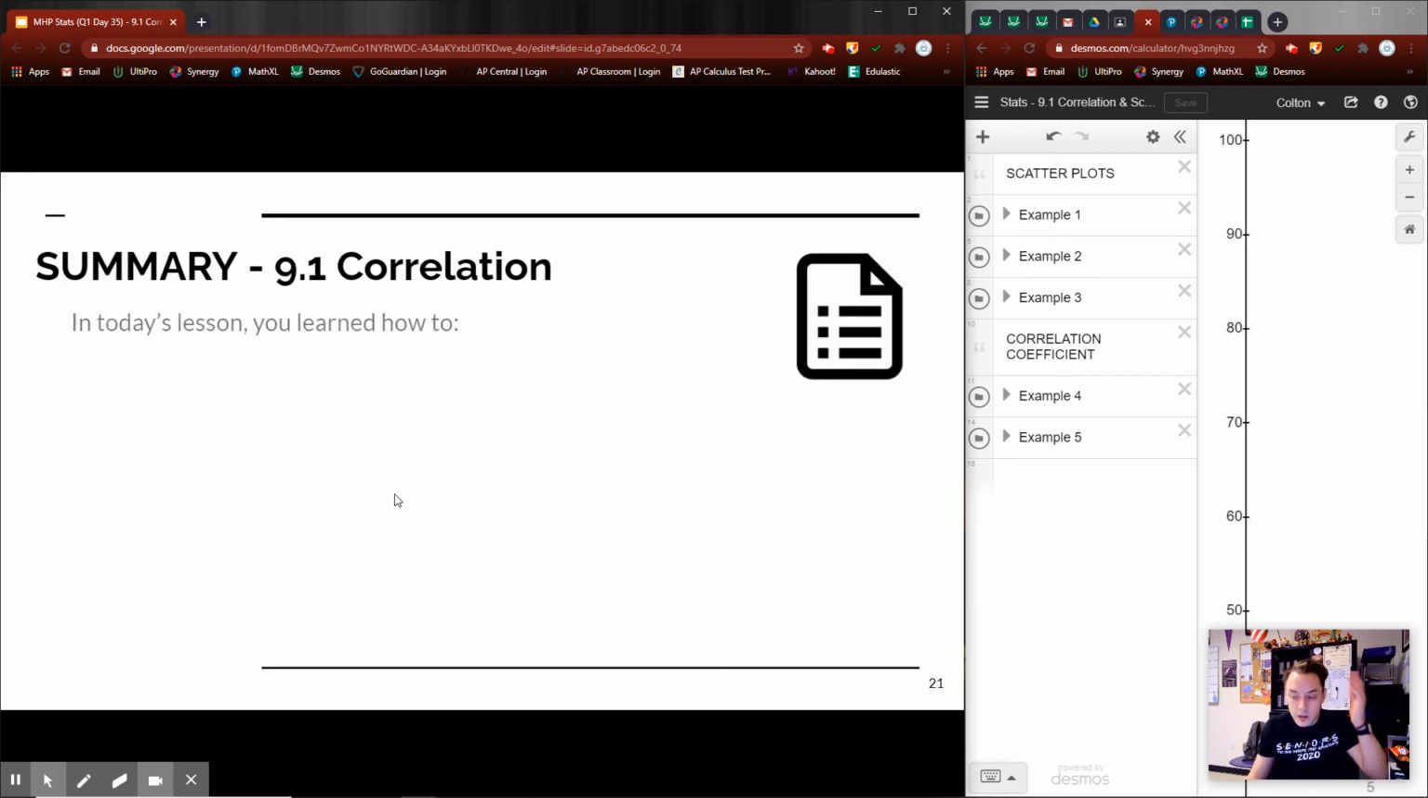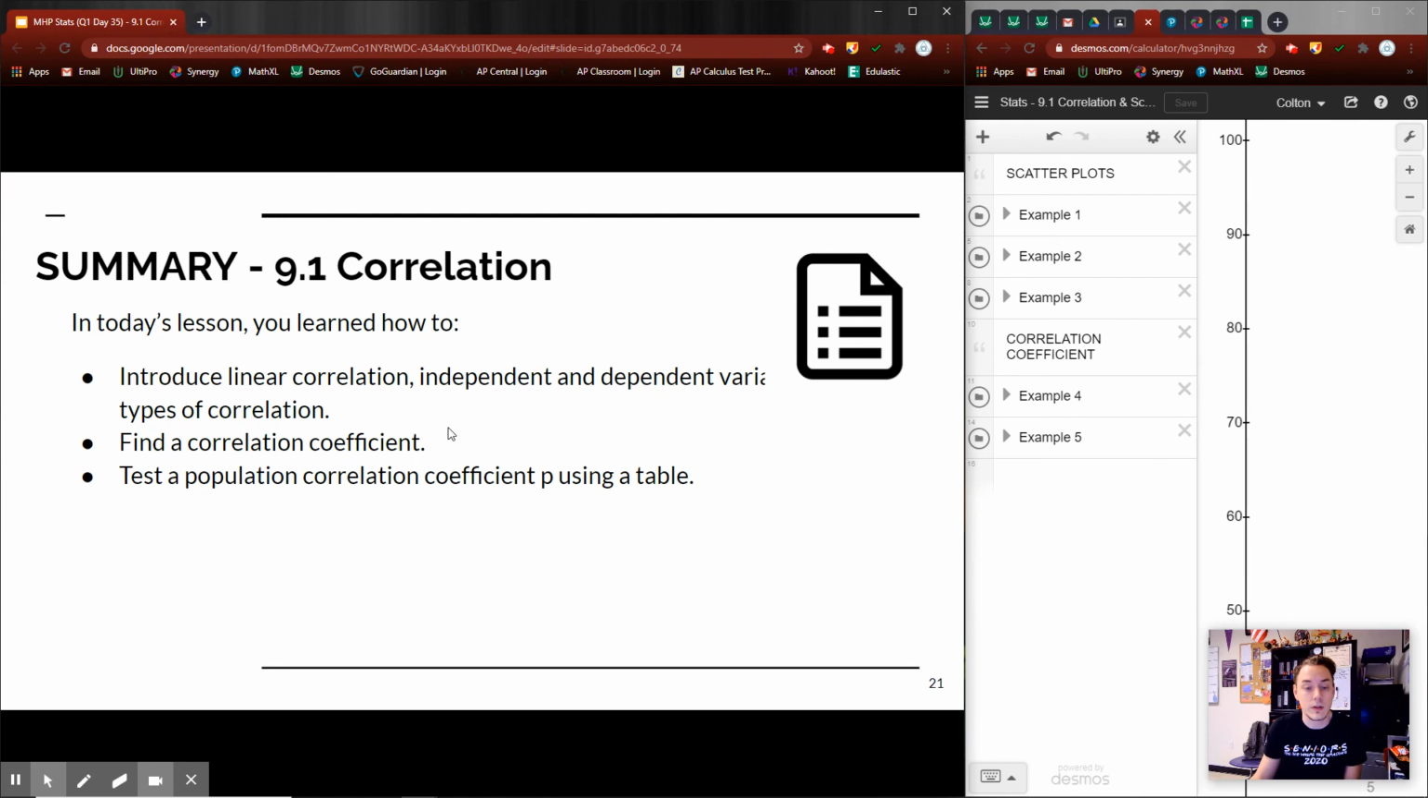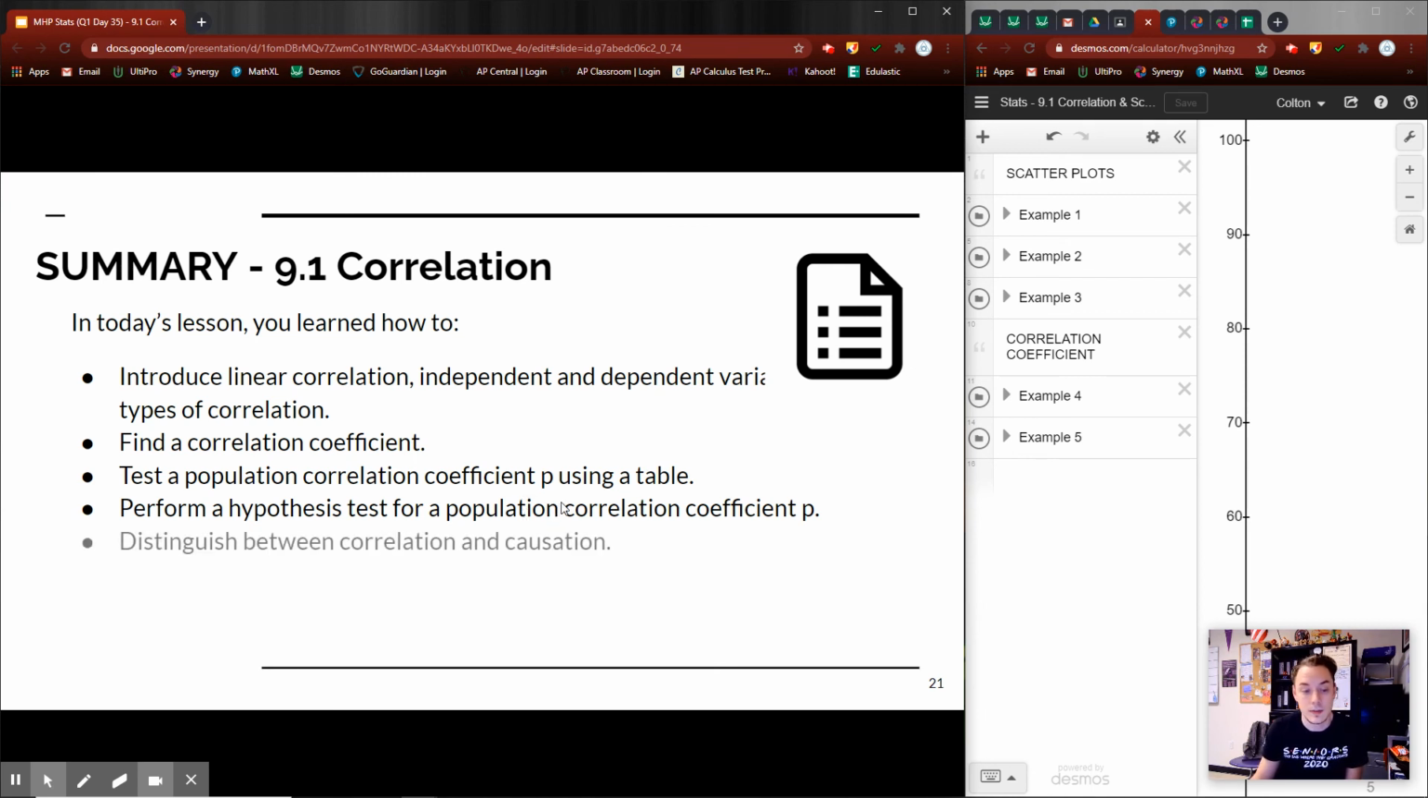Okay? But what did we learn? We learned how to introduce linear correlation and then independent and dependent variables. We learned how to find a correlation coefficient and how to test a population correlation coefficient using a table. We kind of did that, but not really. And then perform a hypothesis test for a population correlation coefficient. We did not do that at all. But we also distinguished between correlation and causation.